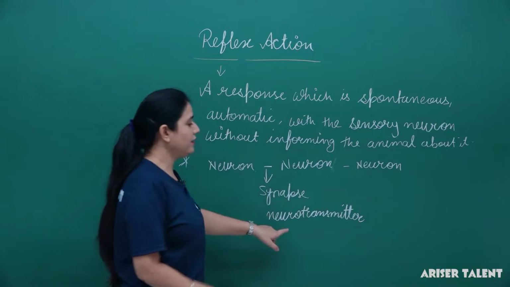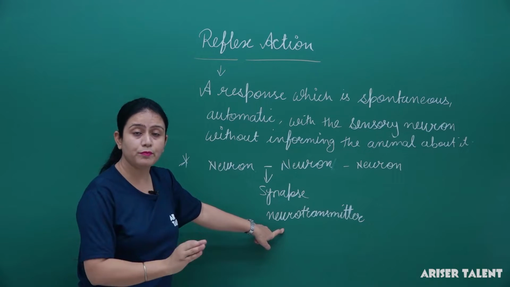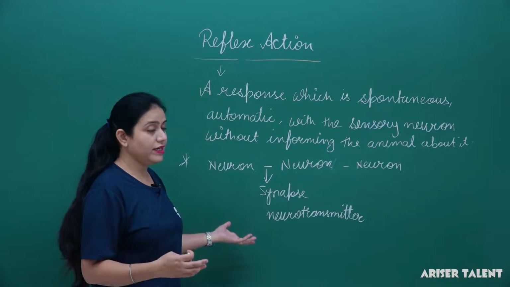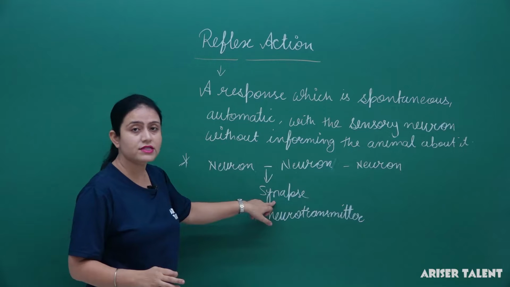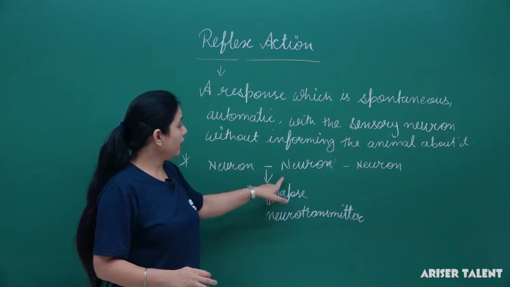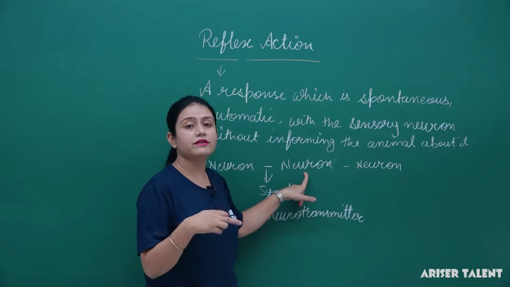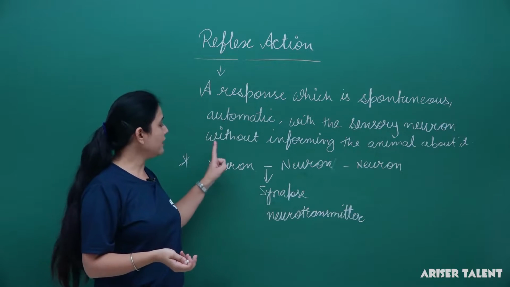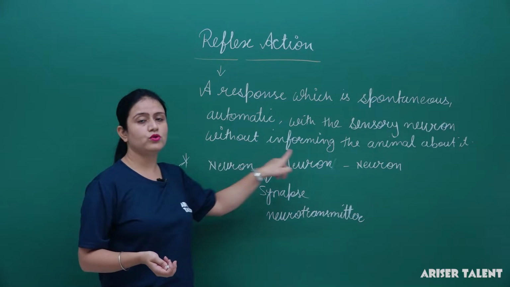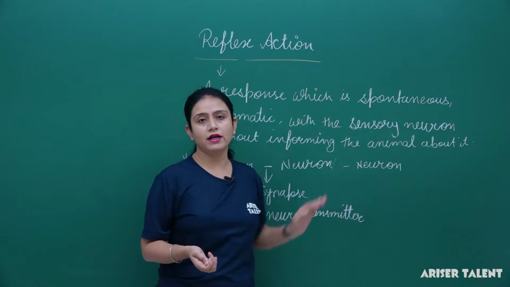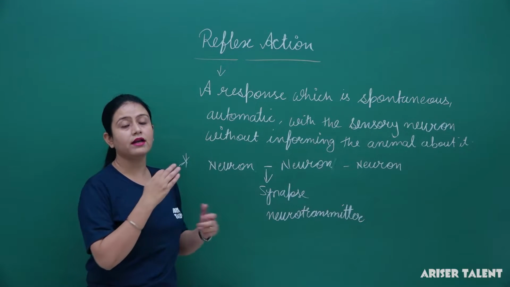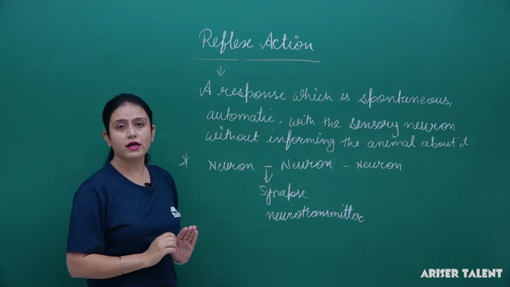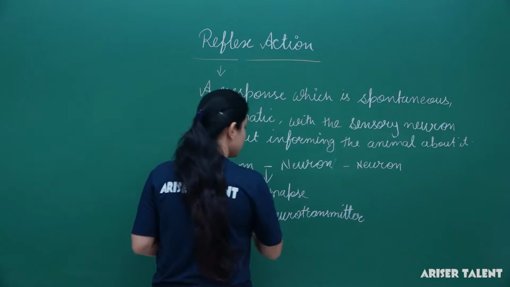The vesicles in that knob release some chemical that is known as a neurotransmitter. This neurotransmitter plays an important role because it gets released and diffuses in the gap of the synapse. Thus it reaches the dendrite of the other neuron. Thus we can say that the impulse passes from one neuron to another and the process continues. Clear? This is how an impulse passes from sensory neuron to the central nervous system.